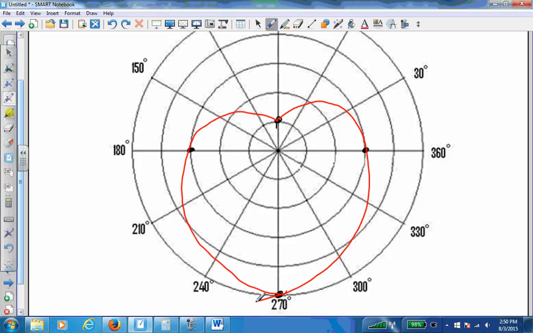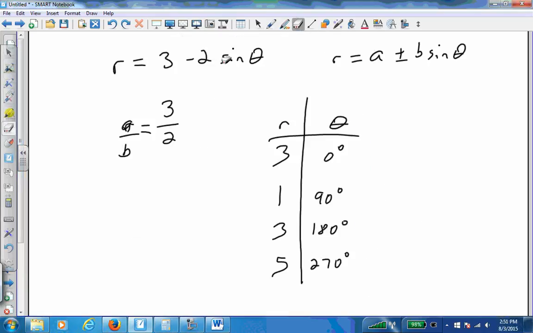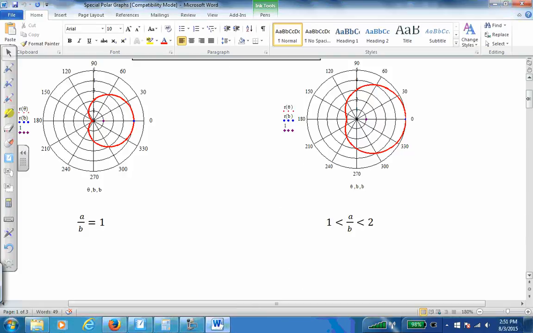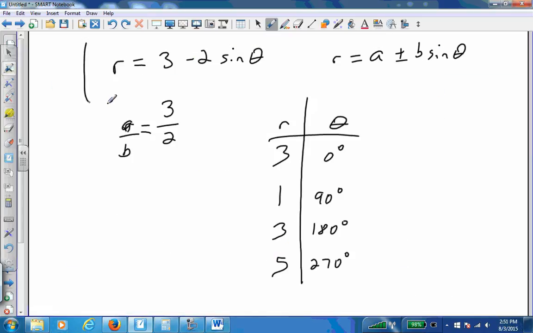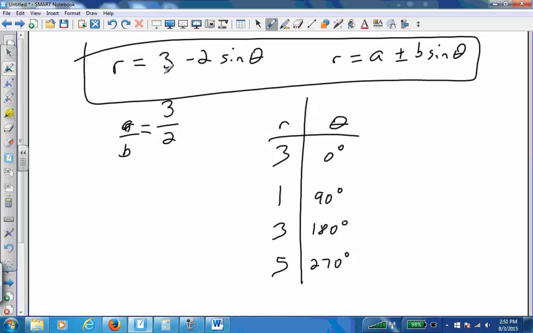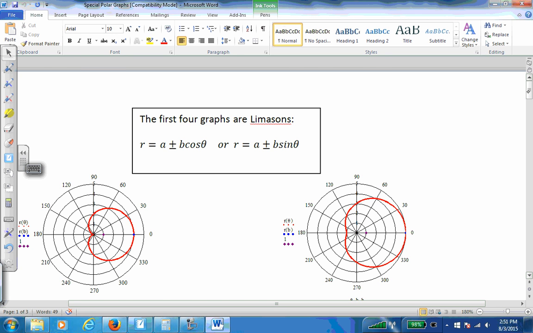So that's on the formula sheet here at the top. So if we have one that's of the form A plus or minus B sine or cosine theta, we just have to figure out our ratio, and then that'll tell us which one of those four shapes it is.